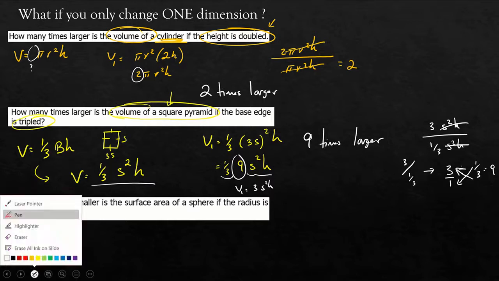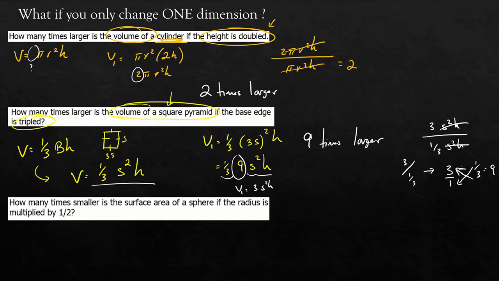Looking at the last one, we approach it the same exact way. It says, how many times smaller is the surface area of a sphere, right? So surface area of a sphere is going to be 4 pi radius squared. And it's telling you, there's only one dimension, the radius is multiplied by 1/2, right? So that's our original one. Our new one is going to be 4 pi times 1/2 times the radius, squared, right? And again, we're going to distribute the square, so we get 4 pi, and then we have 1/4 radius squared.